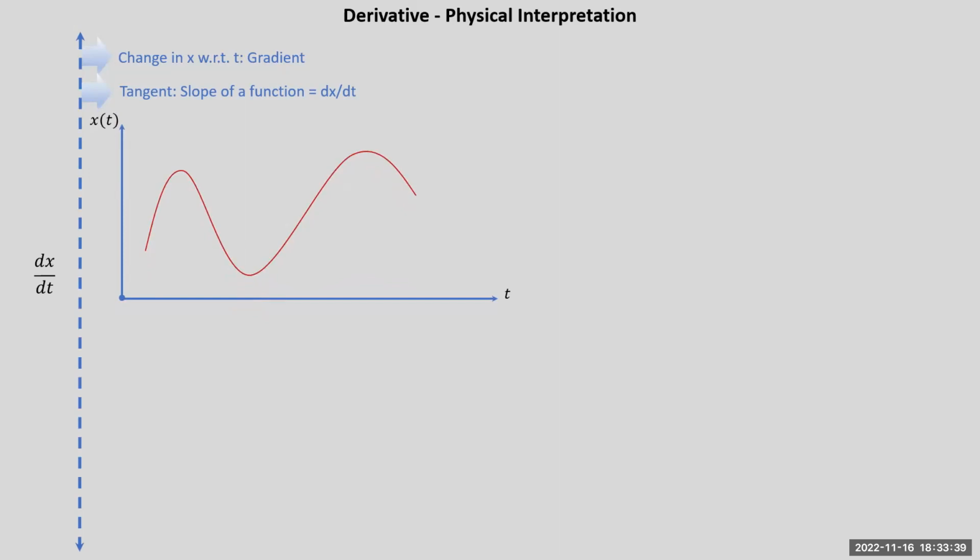Consider a function x of t varying with the time t in a red color graph. Now consider a point P at which we want to determine a slope. So the standard procedure is to draw a tangent at point P and then measure the infinitesimally small distances dx and dt in the direction of x and t. And then one can calculate the ratio dx by dt, which is nothing but the derivative of x with respect to time, and that will give the slope of a function.